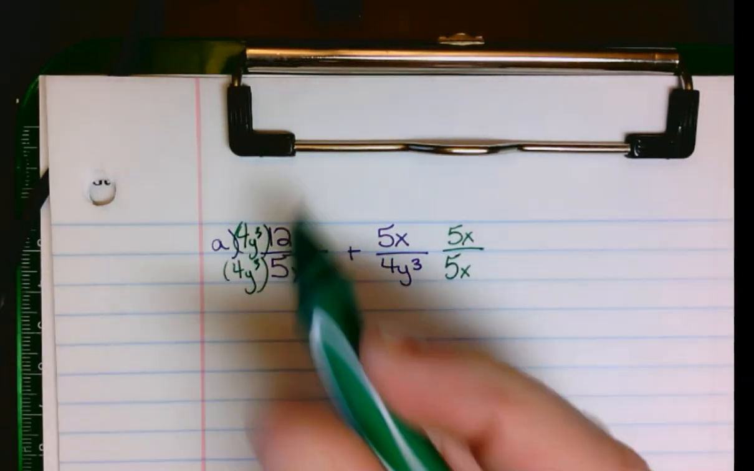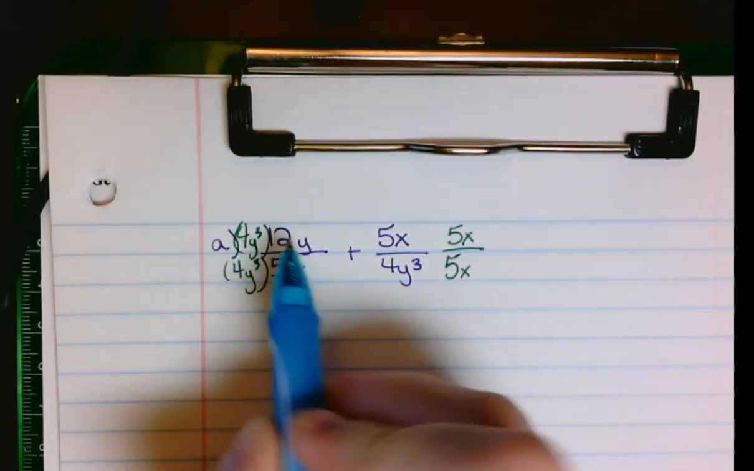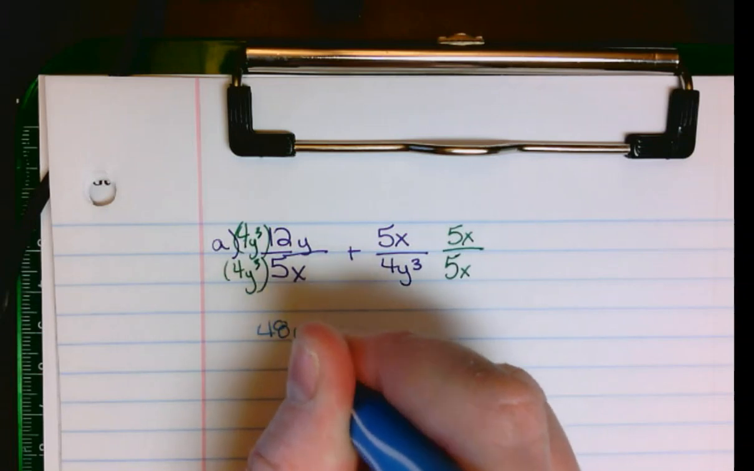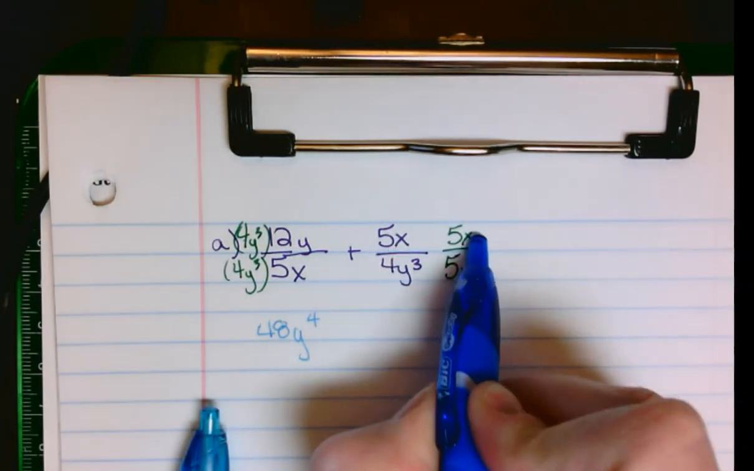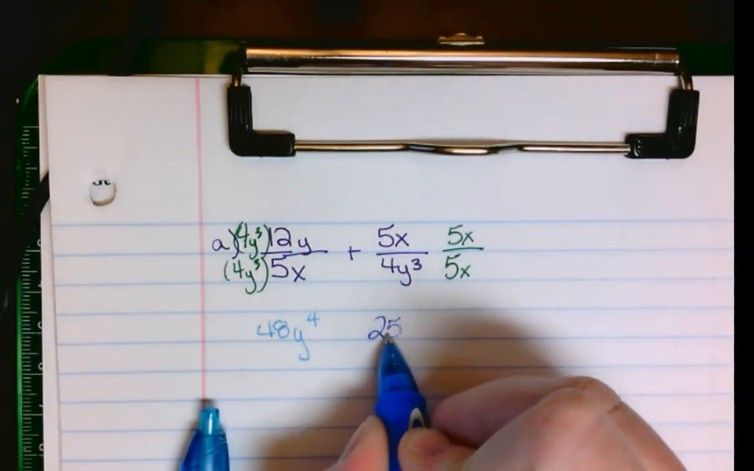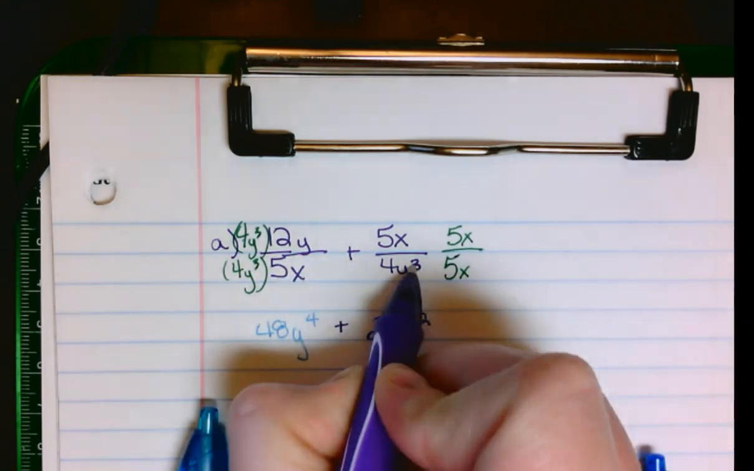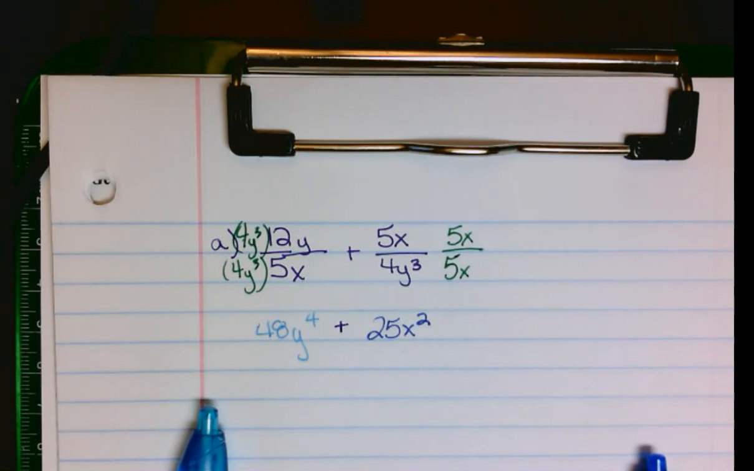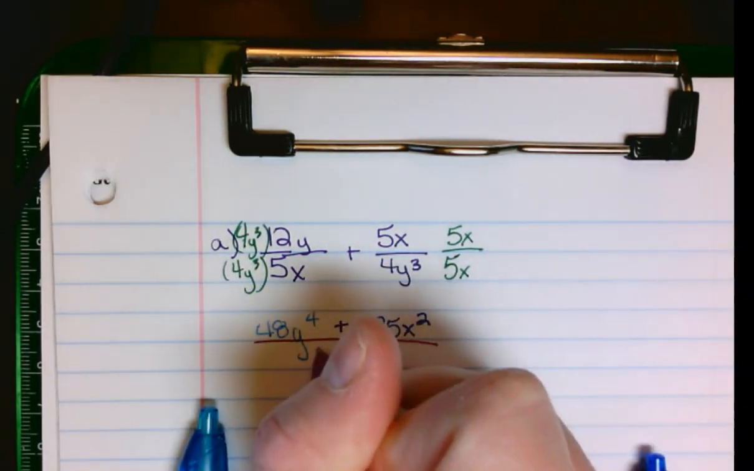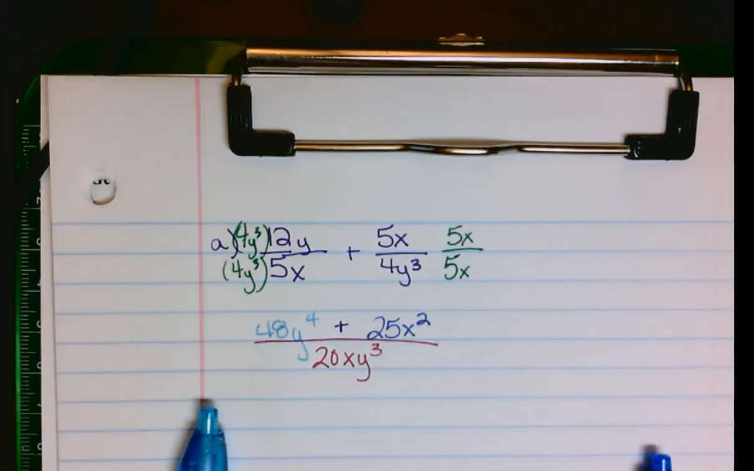So on the top, when I multiply on the left side, I'm going to get 4 times 12, which is 48 y to the 4th. And then on the right side, 5x times 5x is going to be 25x squared. Common denominator is going to be these two times each other. So 5 times 4 is 20. It's going to be all over 20x y cubed. And that's your final answer.